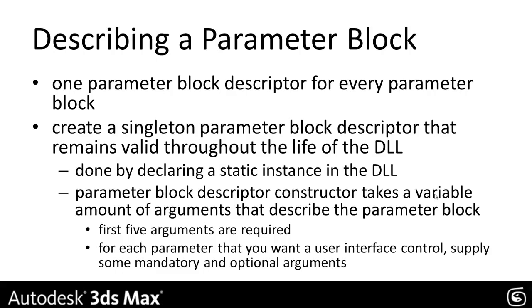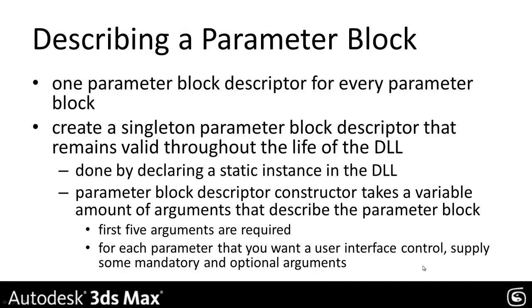Okay. The parameter block descriptor is going to take a variable amount of arguments that describe the parameter block. There's 5 arguments that are required, and then for each parameter that you want the user interface control, you're going to supply some other mandatory and optional arguments.